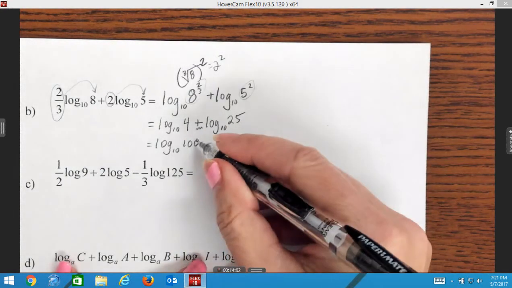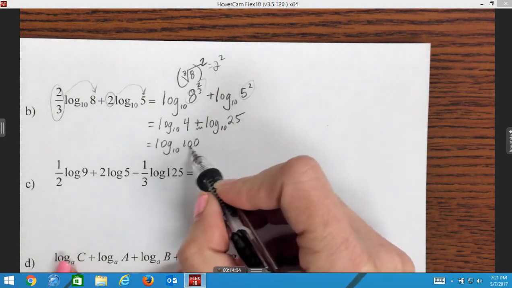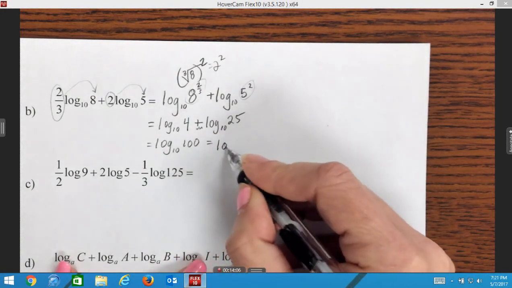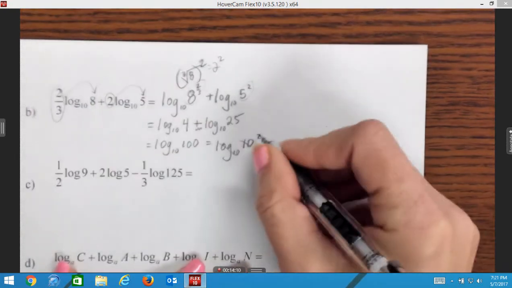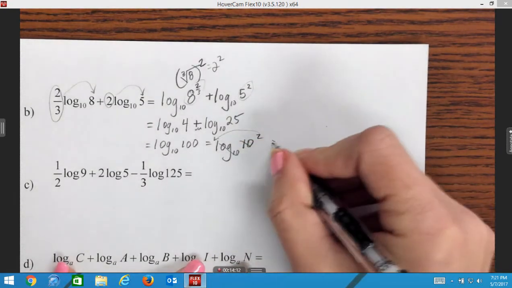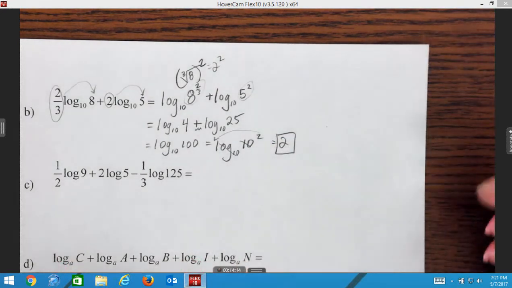And then from there, I'm going to think, 100 is a power of 10. So let me rewrite this as log base 10 of 10 squared, which cancels those out. The 2 comes in front. 2.